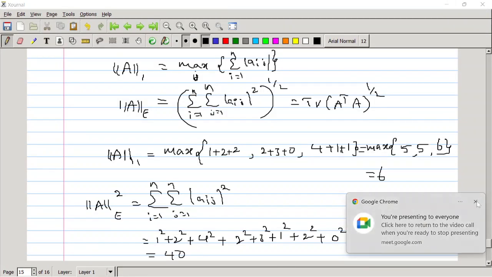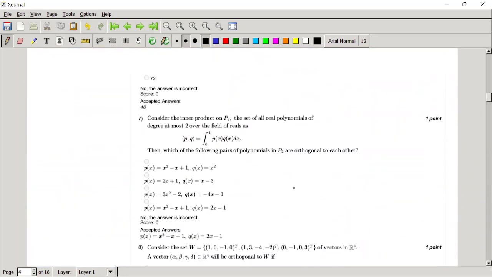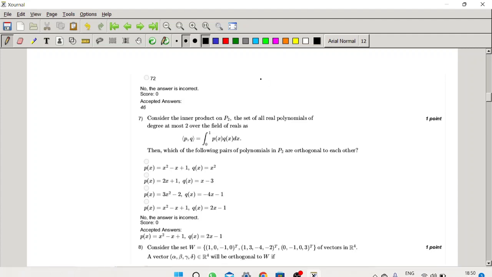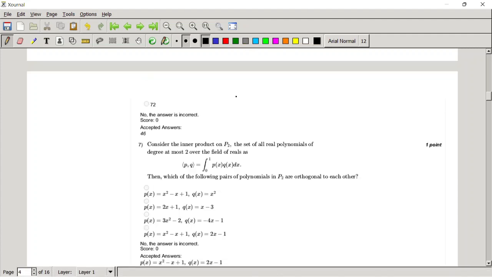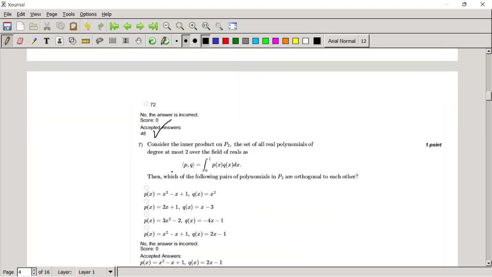So let us see the seventh problem. What is the time actually? Okay, we have 10 minutes more. So here we can see that the option is 46.